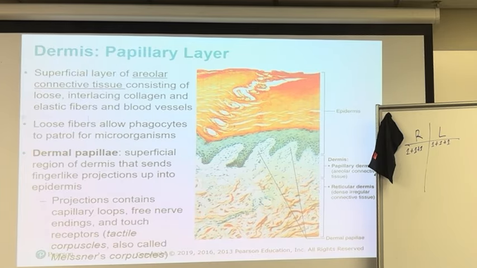So when we say the papillary layer, it is made up of this right here, right underneath. So this layer right here is the papillary layer, made up of areolar loose connective tissue proper. The dermal papillae are the superficial region of the dermis that sends up finger-like projections. So these are the what? Dermal papillae. Okay, because they are making the finger-like projections. They are almost trying to protrude the what? Epidermis. So projections contain capillary loops, free nerve endings, and touch receptors, tactile corpuscles, also called Meissner corpuscles.